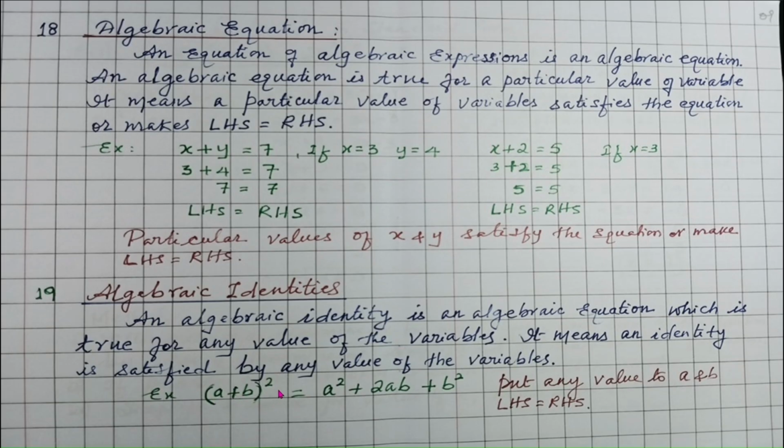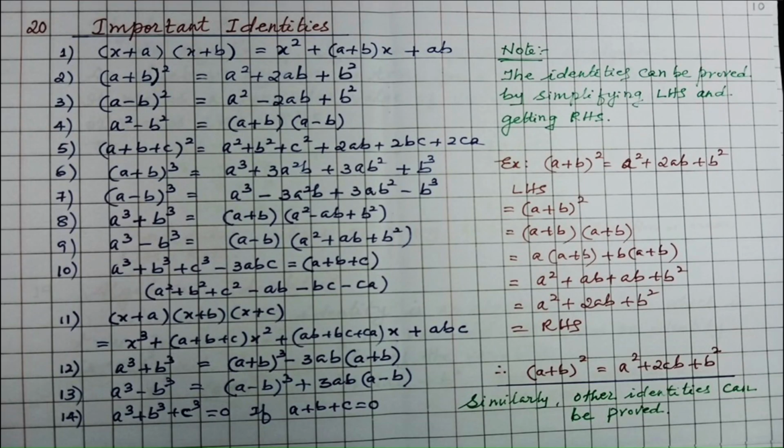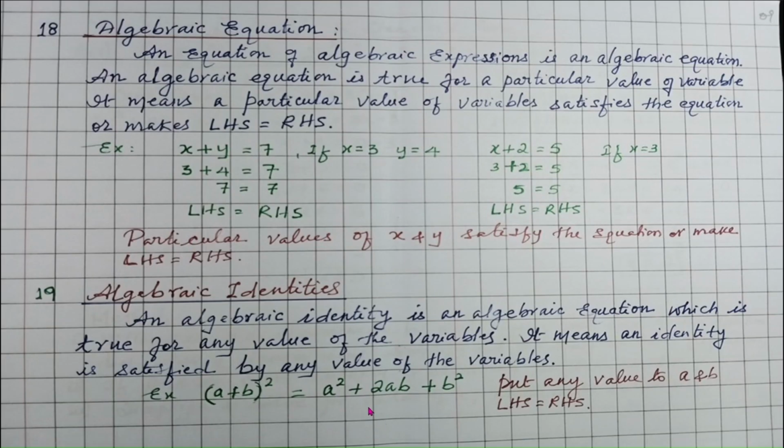Now if you see here, (a plus b) whole raised to square is equal to a square plus 2ab plus b square. There is LHS, there is RHS, there is an equal to sign. It means it is 100% an algebraic equation. Of course, it is an algebraic equation of second degree. Now if I put any value to a and b, if I put a as 1 and b as 1, and substitute on the RHS, we find that LHS is equal to RHS. Put different values of a and b, we find that LHS is equal to RHS. That means this equation, which is an algebraic equation, is satisfied by any value of the variables, and therefore it is called an identity.